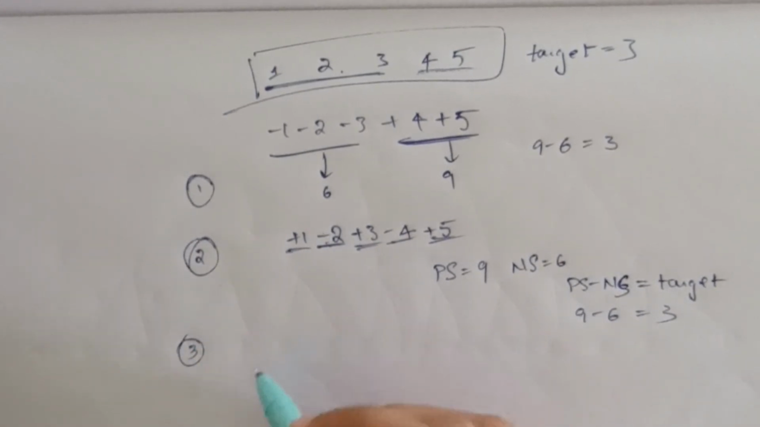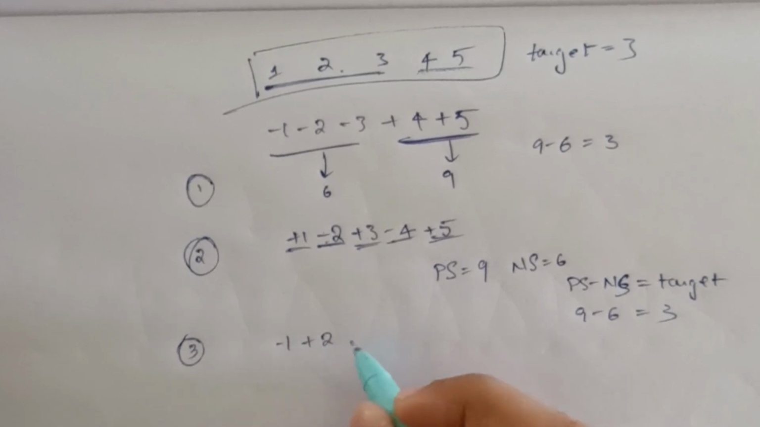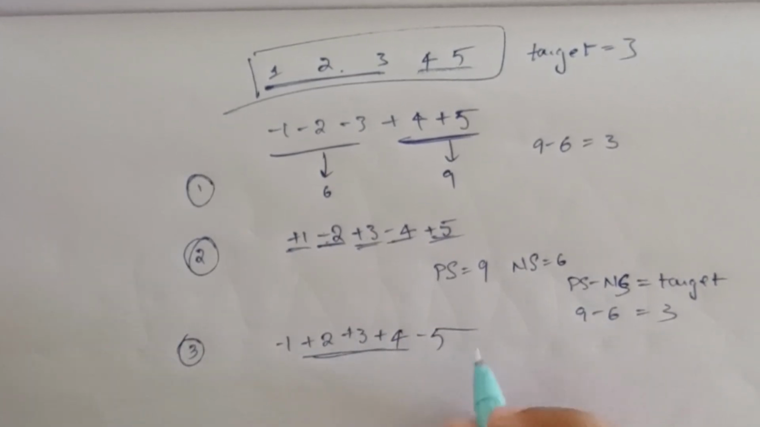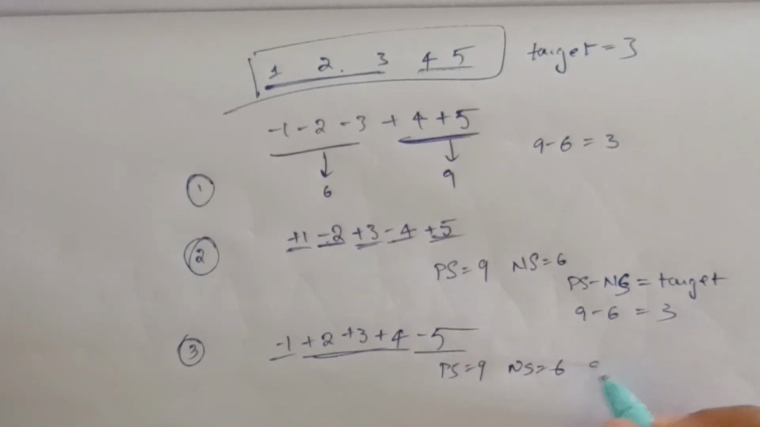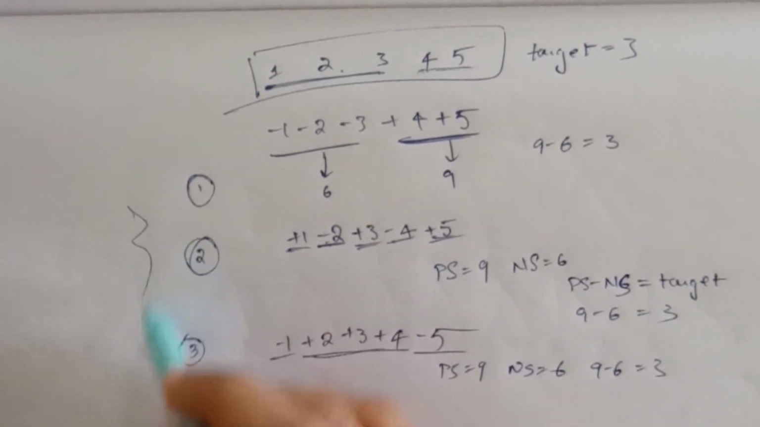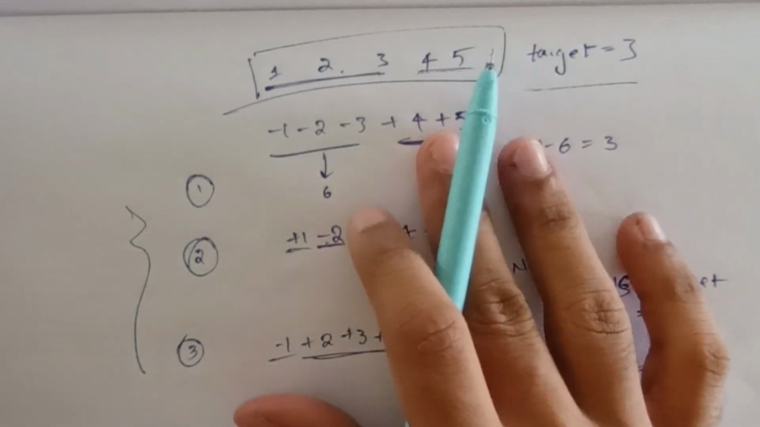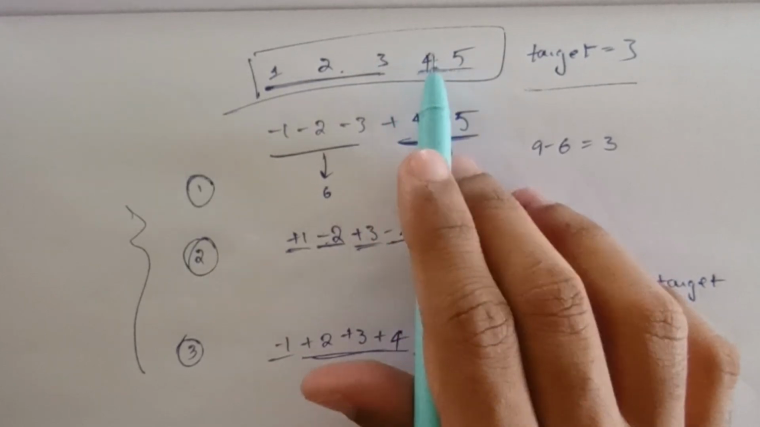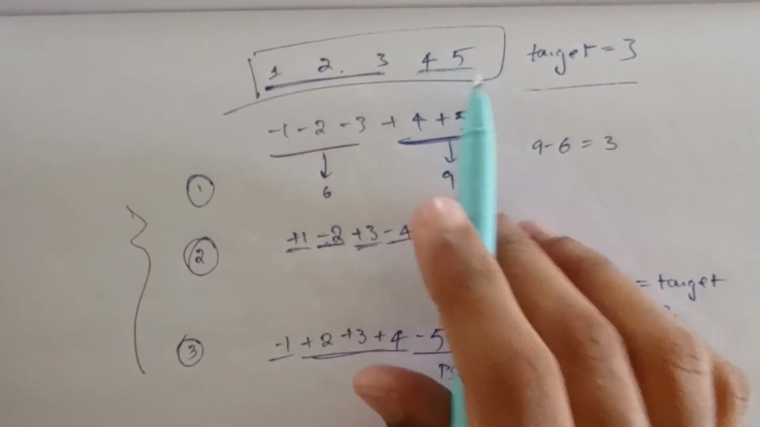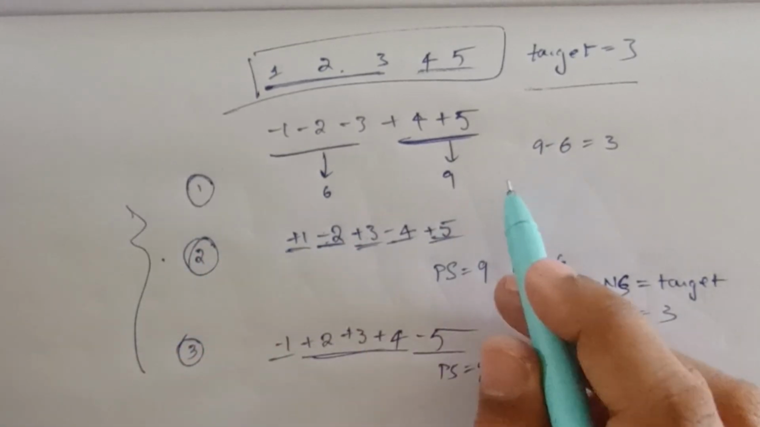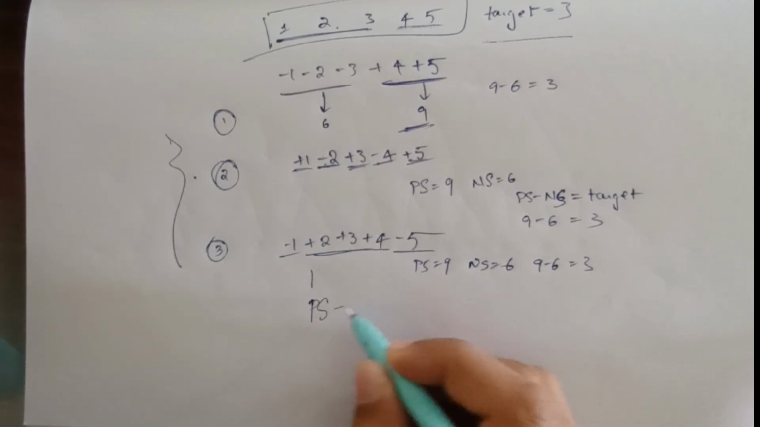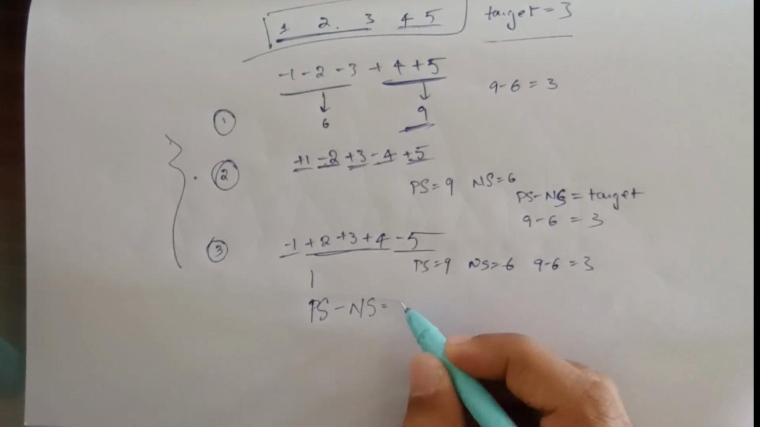Third is -1 plus 2 plus 3 plus 4 minus 5. If you add the positive values, it is 9, and the negative values, it is 5 plus 1, 6. So 9 minus 6 is equal to 3. These are the only 3 ways where we can get the target 3 by adding plus or minus before any integer and evaluating the expression. In every way, the positive sum minus negative sum is equal to target.